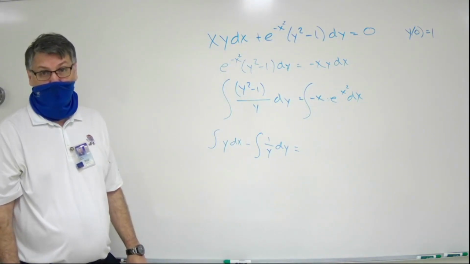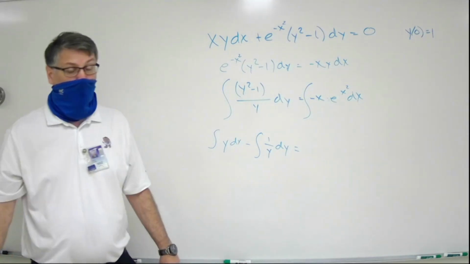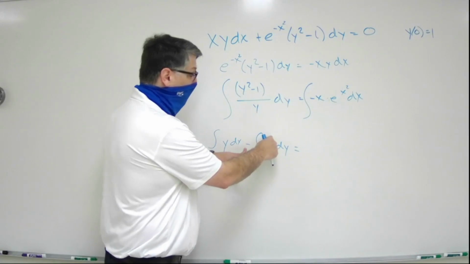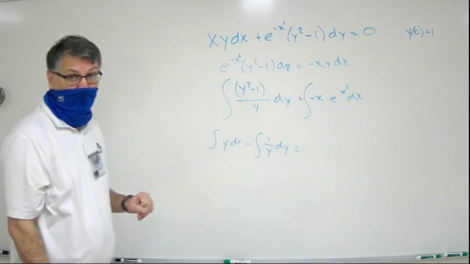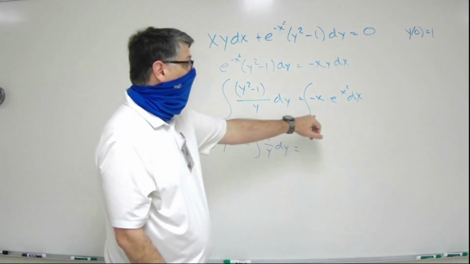Wait, y dy or y dy? Oh, this is dy. The whole thing is dy, sorry. Minus, here's my 1. All right, how about over here? What are we going to do?